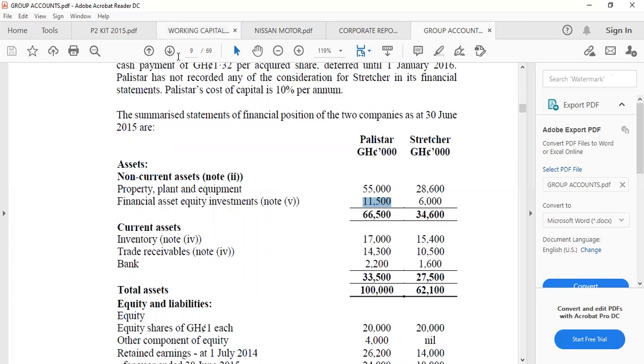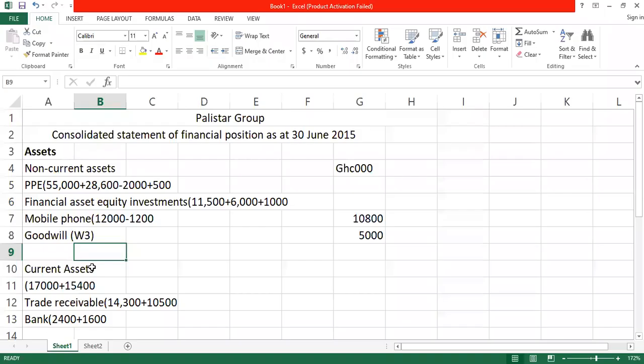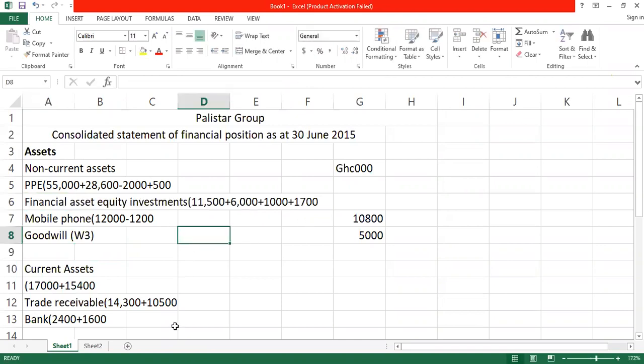The increment is how much? If people don't have calculators, I have plenty. Oh, 1,700. 1,700, isn't it? So this 1,700, what are we going to do with it? We are going to increase the financial asset equity investment now to 13,200. So we go and add the 1,700 to it. But is the 1,700 a gain or a loss to the parent? It's a gain.